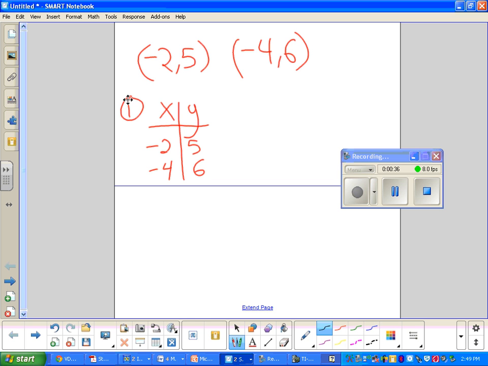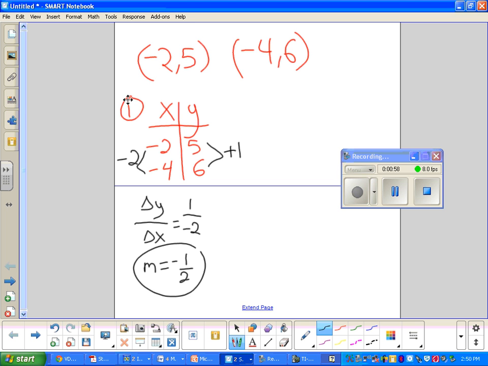All right, the difference to go from 5 to 6, you're going to add 1. To go from -2 to -4, you're going to subtract 2. So our slope is the change in the y over the change in the x. My change in the y is 1. The change in my x is -2. So my slope is -1/2. That's step number 1.